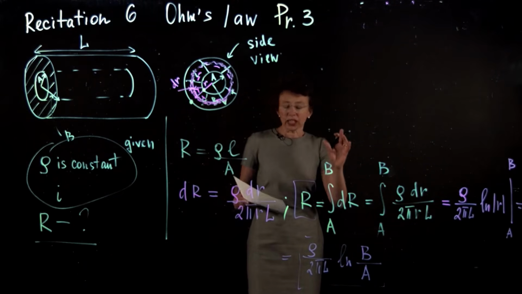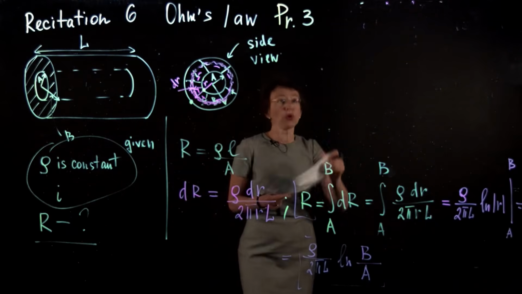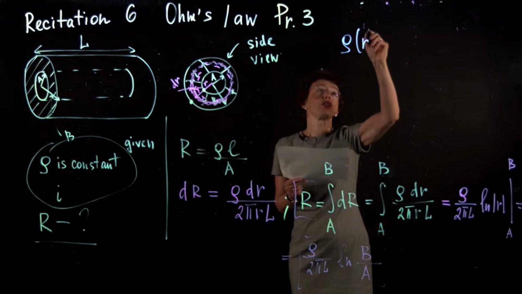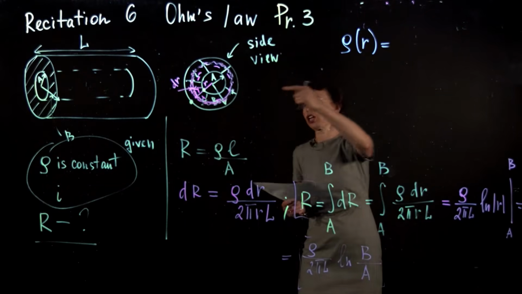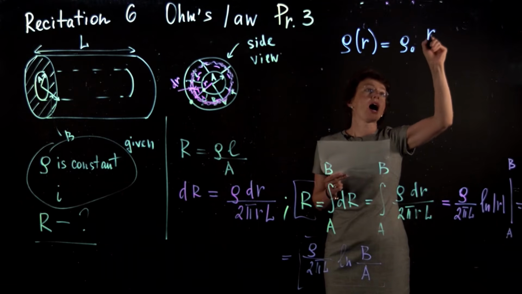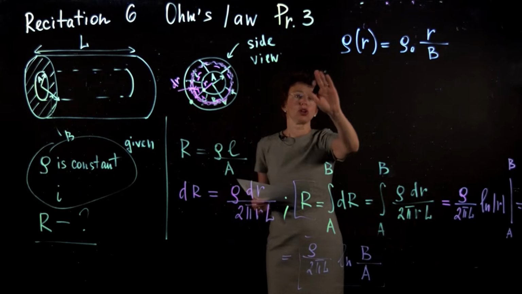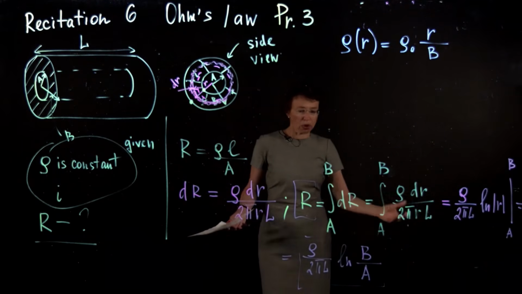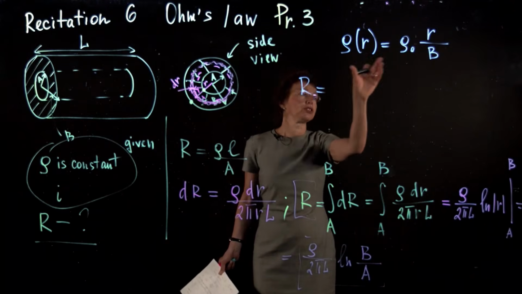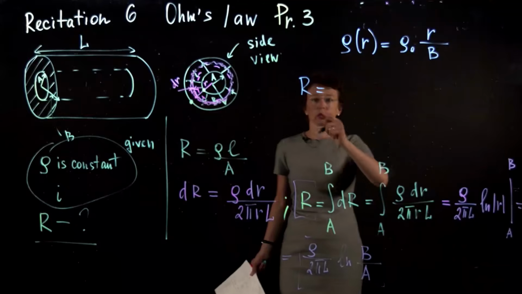Now, what if instead of rho being constant, I give you rho as a function of r. Rho changes now with radius. It is rho naught r over b, where r is in the radial direction. Do you know what to do? Yes, of course, because now what you have to integrate, this rho will not be constant anymore. It will be just part of your integration.